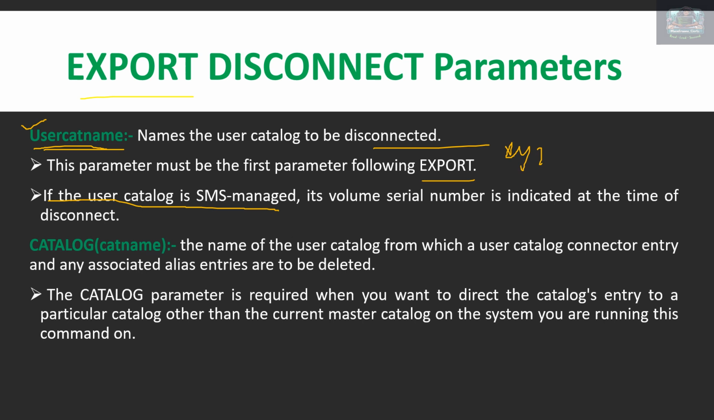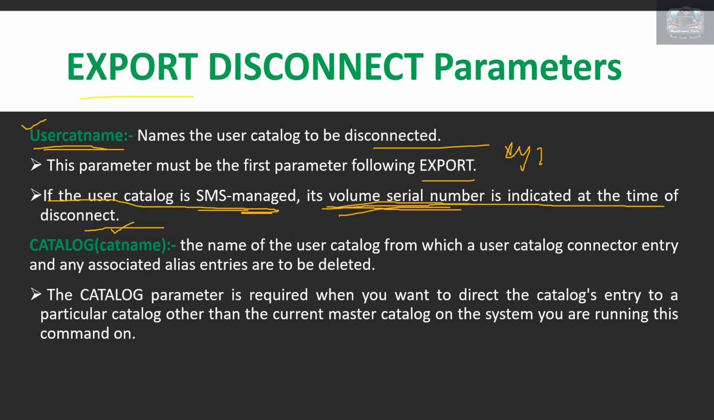If the user catalog is SMS managed, normally user catalogs will be defined in non-SMS volumes, but if it is SMS managed, its volume serial is indicated at the time of disconnect. So just remember, if it's SMS managed, the volume serial will be indicated at the time of disconnect. You have to note that, or it will be present in the job you submitted. If you are planning to do an import connect again to that particular user catalog, you need that volume serial number to do that import connect.